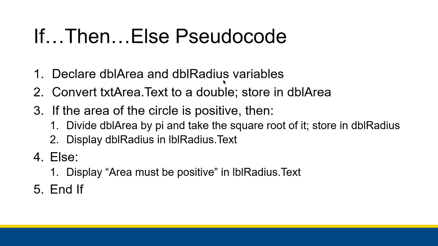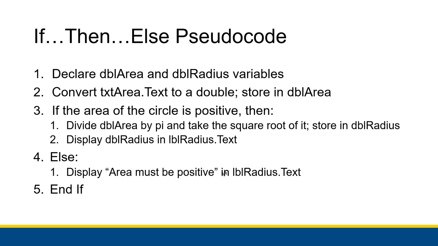We declare double area and double radius, convert to a double as normal. If the area of the circle is positive, we do the same calculation, right? But then we do something different, which is we actually display double radius in label radius.txt inside of our if statement. So we only display double radius in label radius.txt if the area is valid and we're actually able to calculate the radius, which means if the area is not valid, we are not displaying the radius to the user. Instead, if the area of the circle is non-positive, if it's zero or negative, we are displaying the string "area must be positive" in label radius.txt.